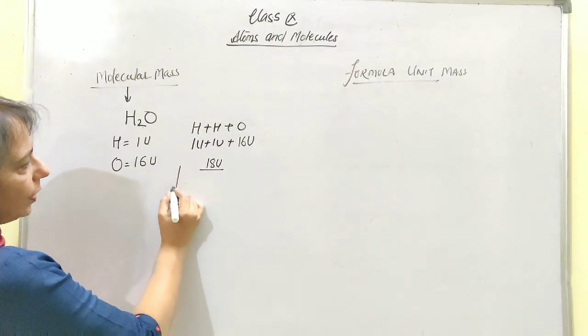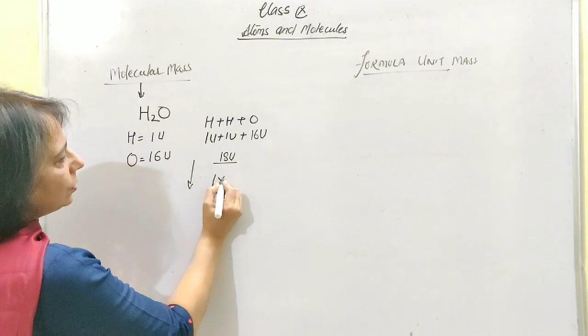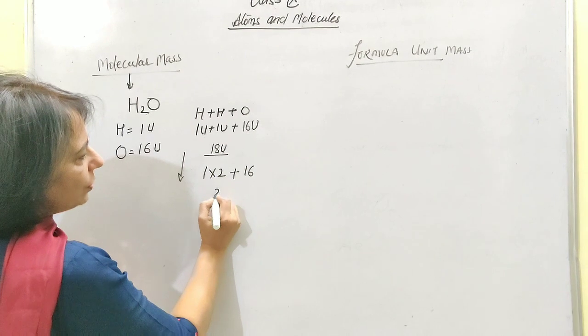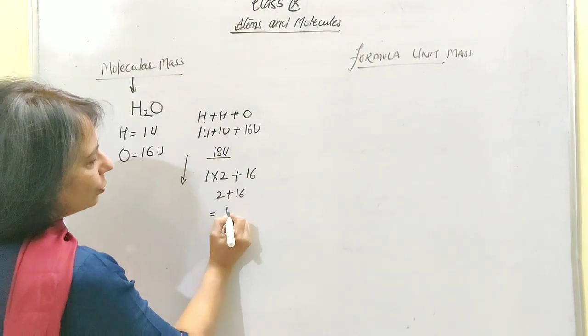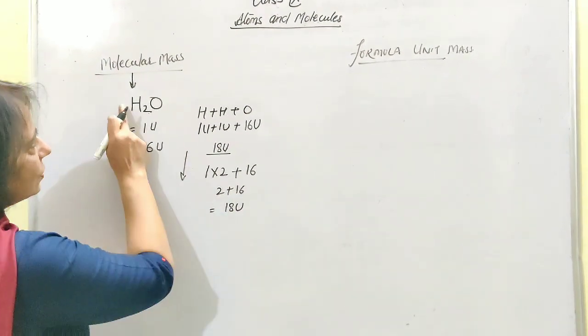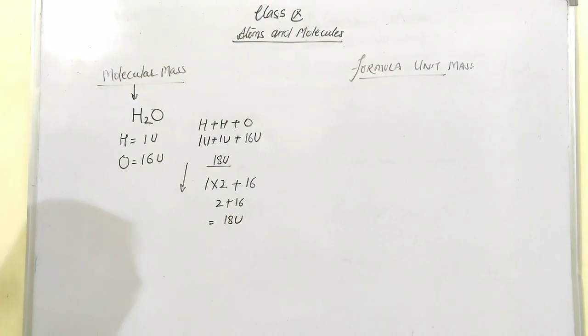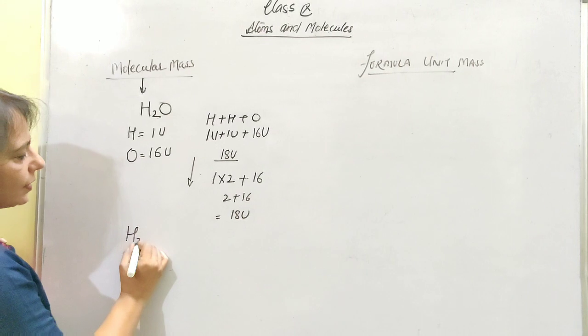So if I go in another way, it is 1 into 2 plus 16. That means 2 plus 16. That is going to be 18U. That is the molecular mass of this water compound. In the similar way, you can go for sulfuric acid.